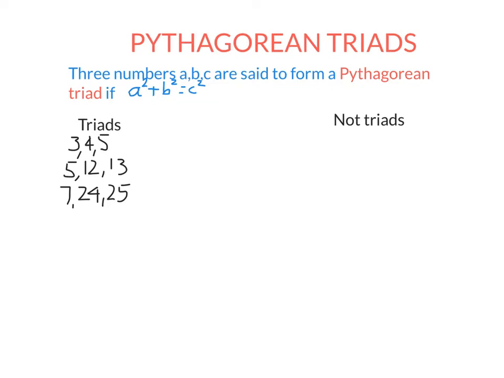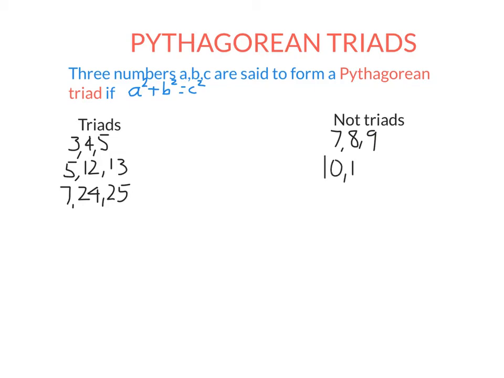So let's look at examples of three numbers that don't form a triad. Well, most sets of three numbers won't. So 7, 8, 9, for example, is not a Pythagorean triad because 7 squared plus 8 squared doesn't equal 9 squared. 7 squared plus 8 squared equals 113, but 9 squared equals 81. That's why they don't form a triad.